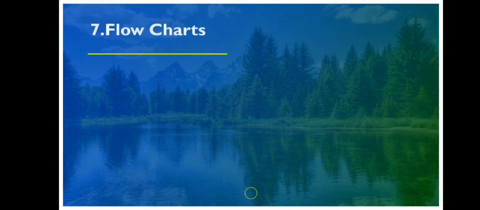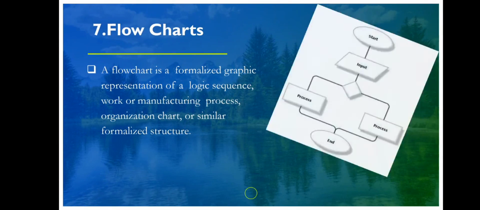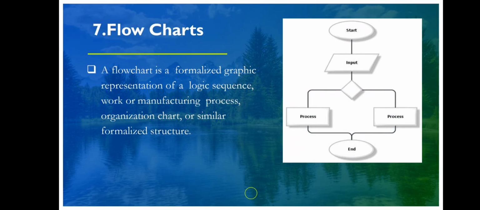And the last one, the seventh one, is flow chart. A flow chart is a formal structure showing the process flow. In this diagram, the process of work will be checked to rectify the defect with this flow chart.